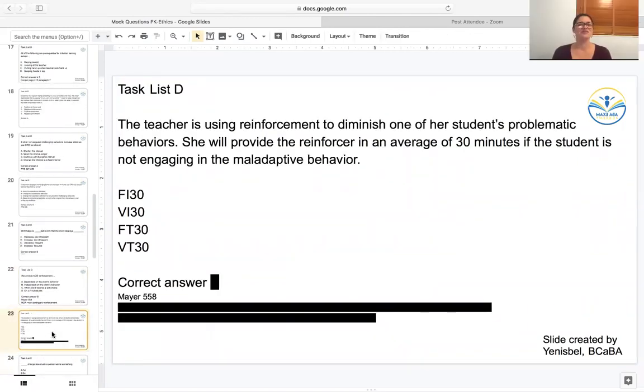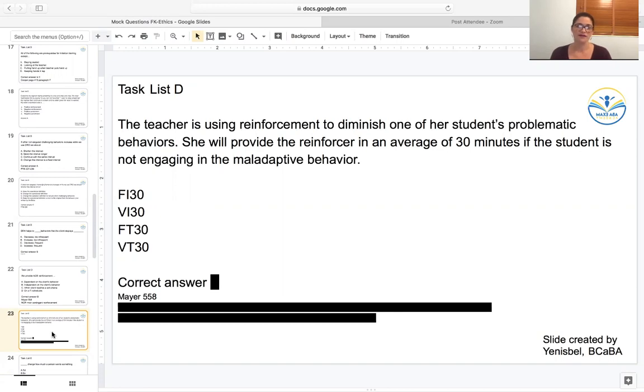Okay, let's do this one. The teacher is using reinforcement to diminish one of her students' problematic behaviors. She will provide the reinforcer in an average of 30 minutes if the student is not engaging in the maladaptive behavior. So it would be FI 30, VI 30, FT 30, VT 30.